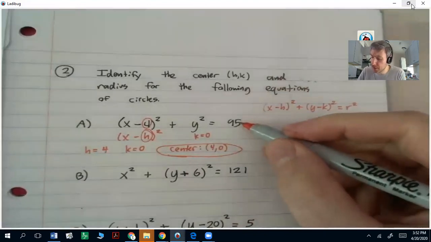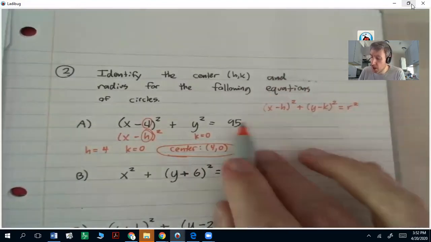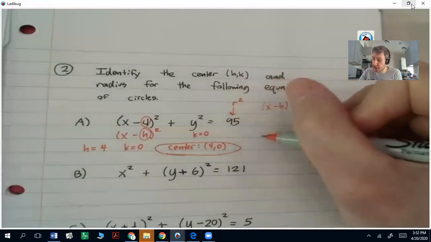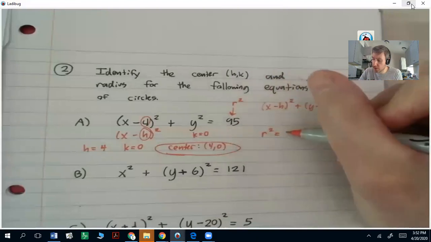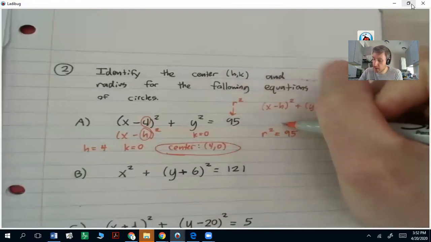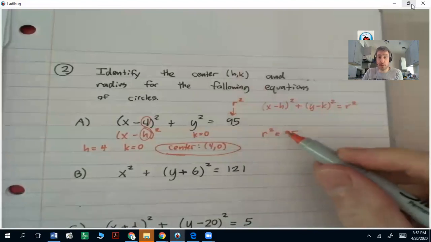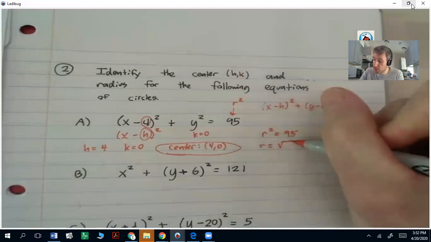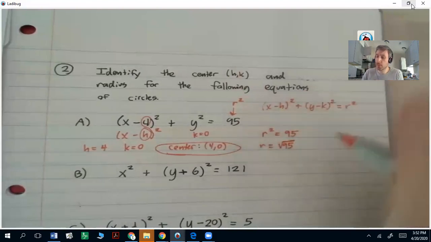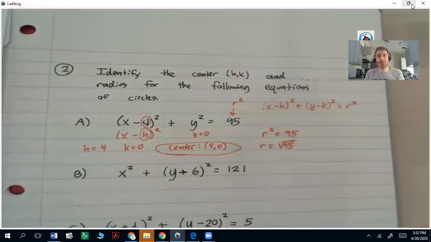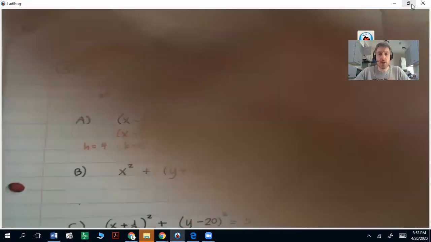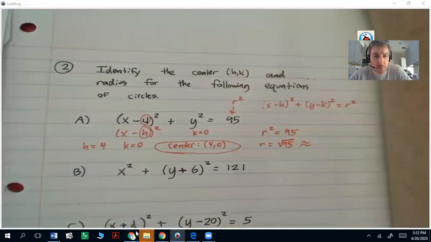Now, to get from this number to the radius, recall that this is actually r squared, the radius squared. So if I want to know what the radius is, I'm going to set r squared equal to the number at the end. And you undo a square by taking the square root. So the radius is going to be the square root of 95. Now that's going to give you a decimal, so it's preferred that you write it as the square root of 95. Approximately, that's going to be 9 point something. It's okay to write an approximate value.